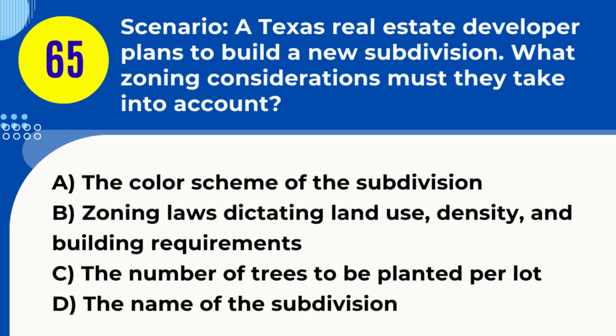Question 65. Scenario. A Texas real estate developer plans to build a new subdivision. What zoning considerations must they take into account? A. The color scheme of the subdivision. B. Zoning laws dictating land use, density, and building requirements. C. The number of trees to be planted per lot. D. The name of the subdivision.